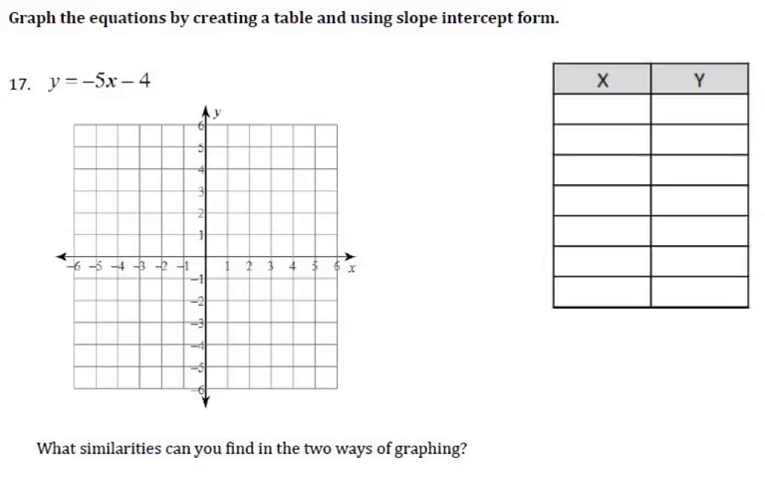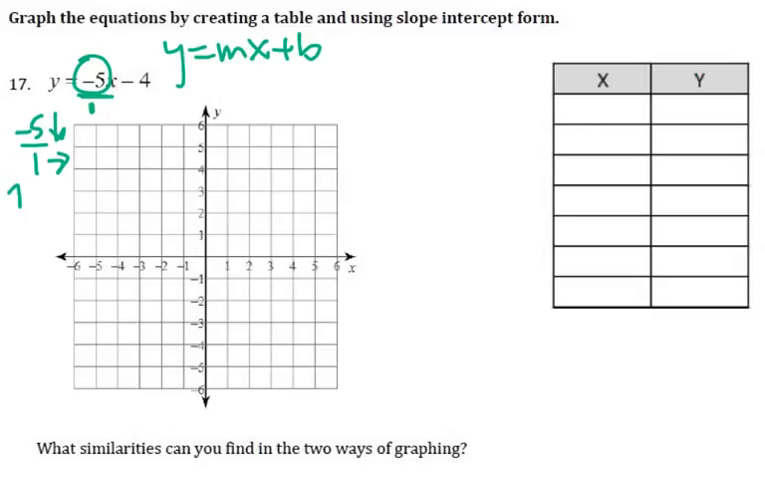Now, graph the equations by creating a table and using slope-intercept form. So we've got two ways of dealing with this. Let's do slope-intercept form first. Y equals mx plus b. Okay. So our slope would be -5, but we got to make it a fraction, so -5 over 1. Meaning we go down 5 to the right 1.